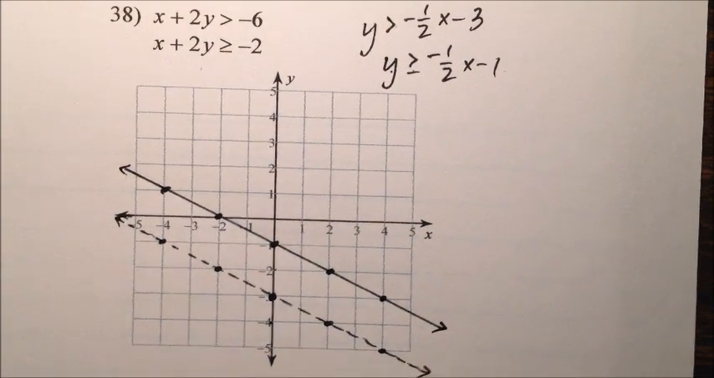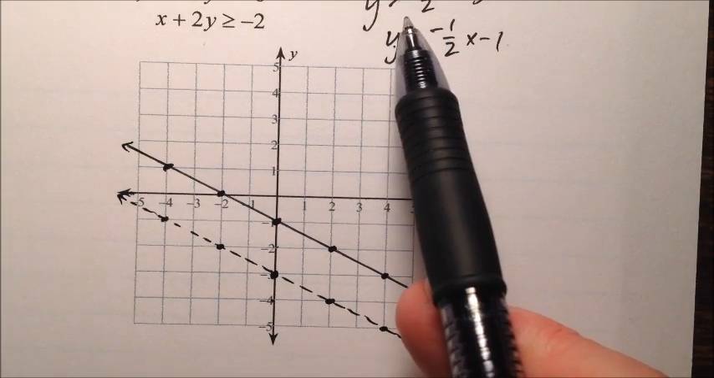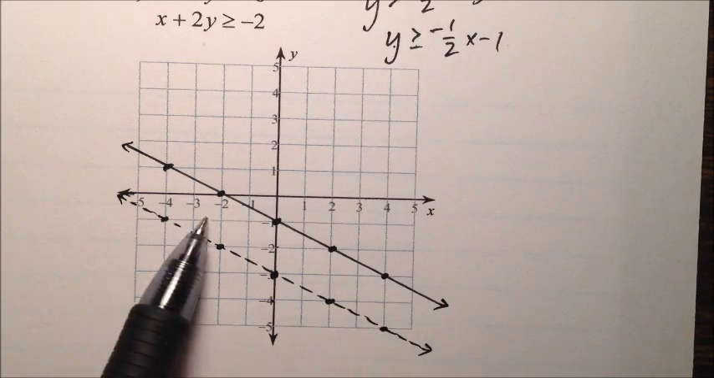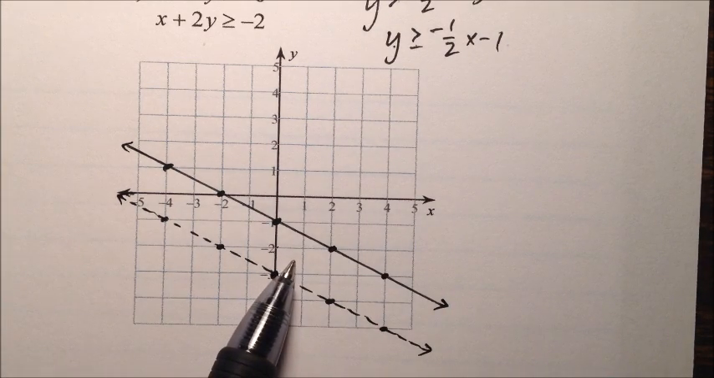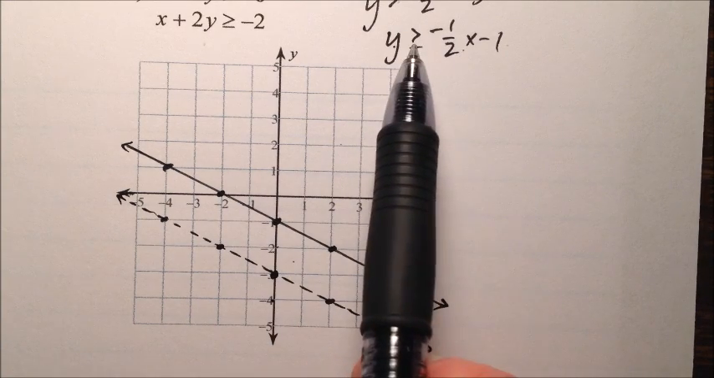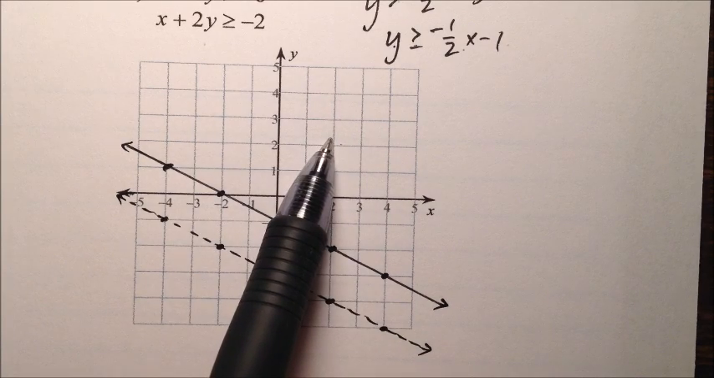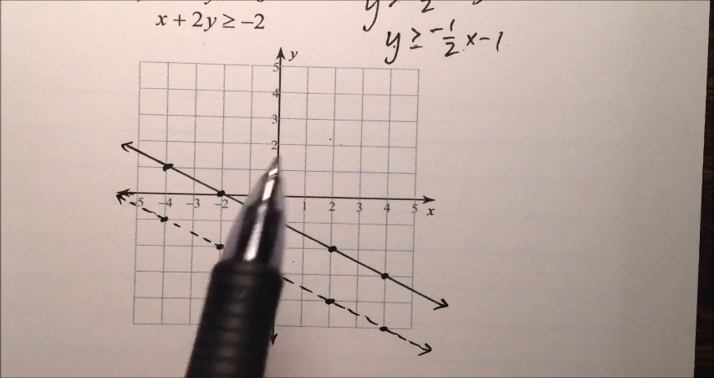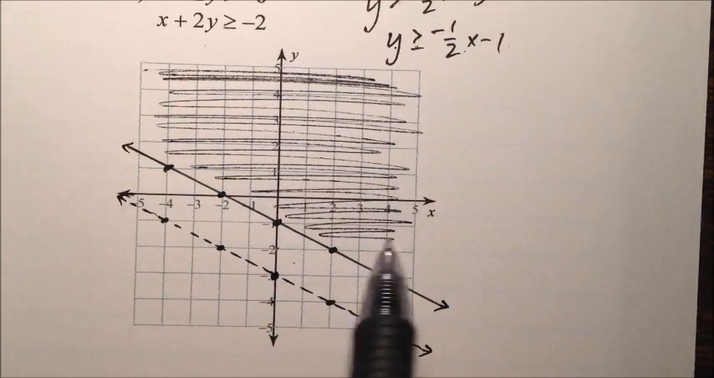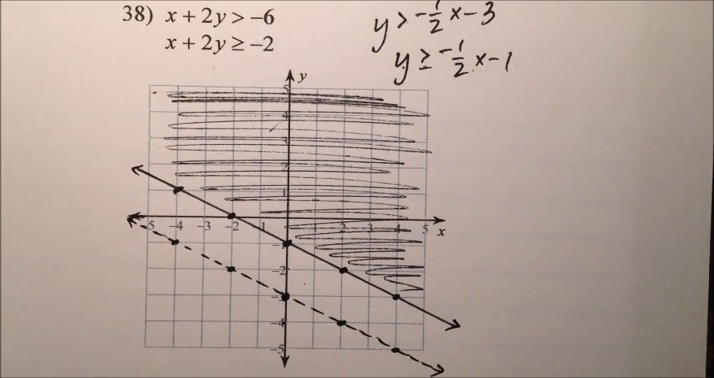So now we need to decide where we are going to shade this. For our dashed line, it's going to be greater than, so it's going to be above our dashed line. So it's either going to be this region or it's going to be this region. For our solid line, it's also above, so really we only have one choice up here. So the only region that overlaps is the one up here. So that is going to be the one that is our answer. So right up here above is the solution region for number 38.